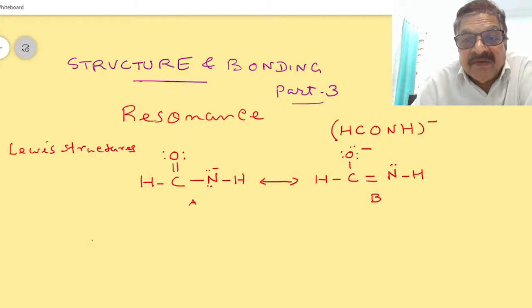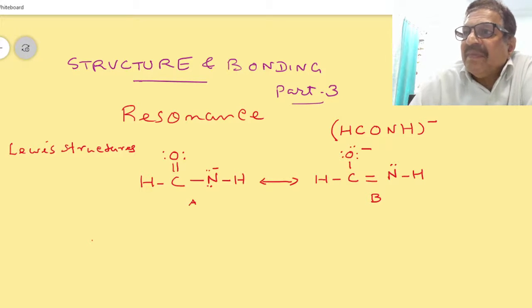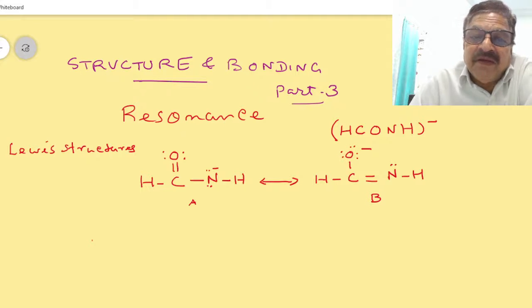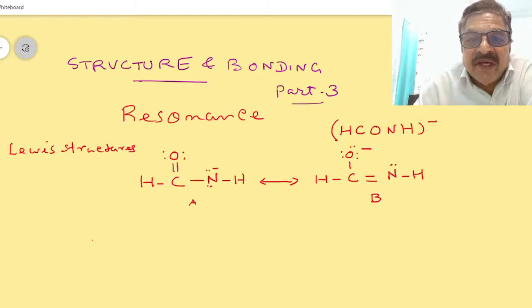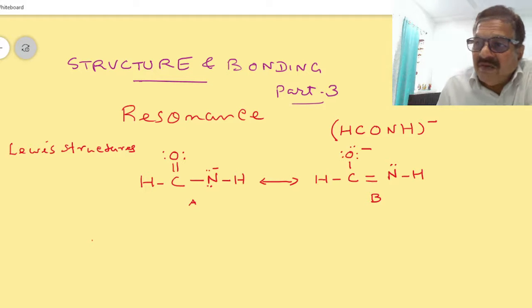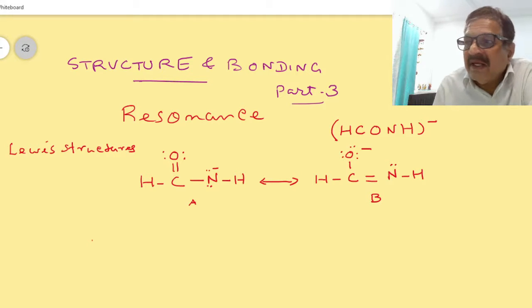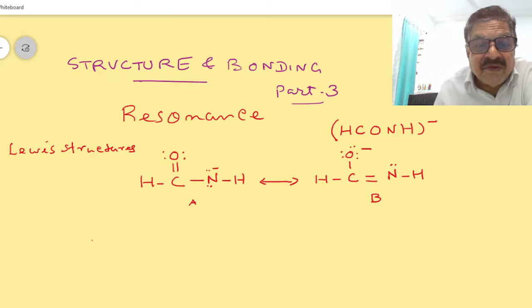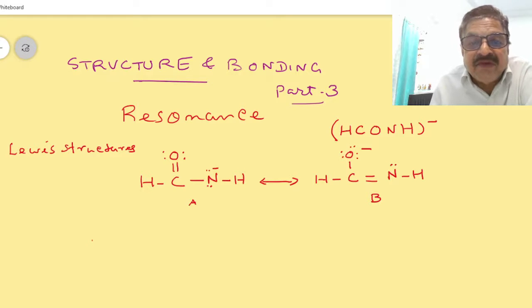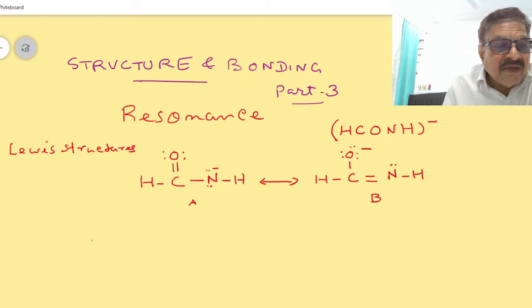In this case, for this anion, we can draw two valid Lewis structures. Structure A has a negatively charged nitrogen atom and a carbon-oxygen double bond. In the second structure B, there is a negatively charged oxygen atom and a carbon-nitrogen double bond. These structures are known as resonance structures. To separate these two resonance structures, we use a double-headed arrow.